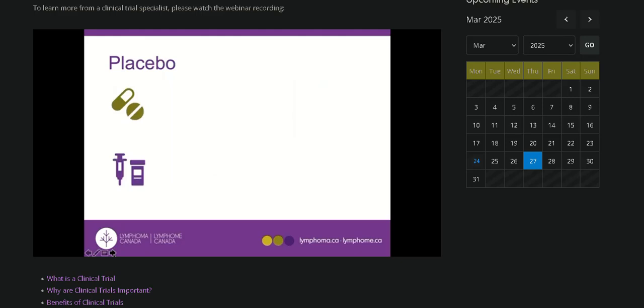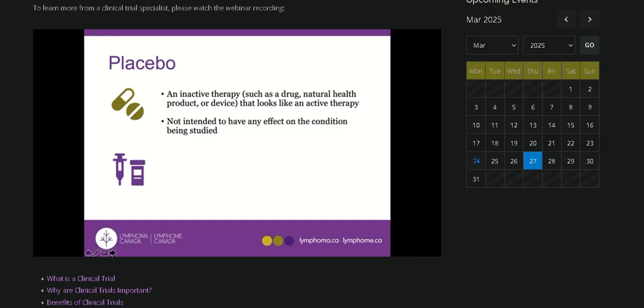Sometimes I get asked about placebo, and you may recall me talking about phase 3 studies where, when there's actually a good standard of care that's out there already, people would not be randomized to a placebo arm versus a treatment arm. That wouldn't be considered ethical. And what is a placebo anyway? A placebo is something that looks just like the active therapy, but it's actually inactive. It shouldn't have any effect on the condition that's being studied. Sometimes you hear this called a sugar pill or something like that.